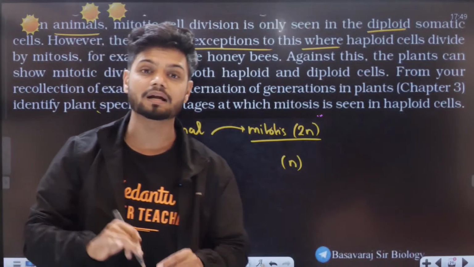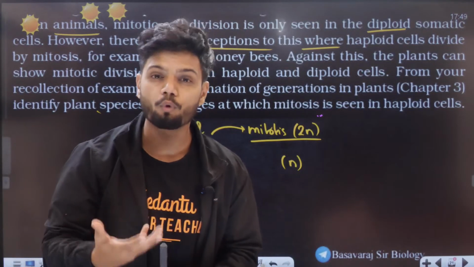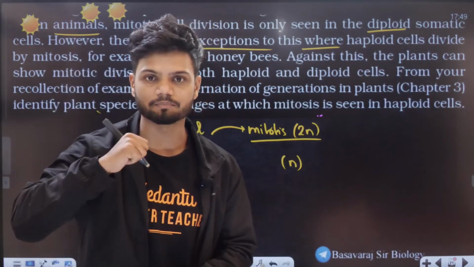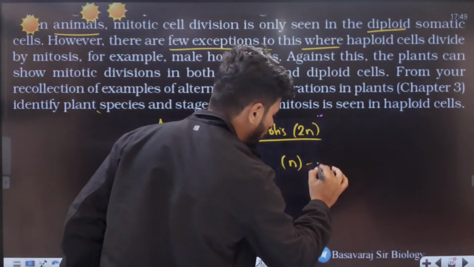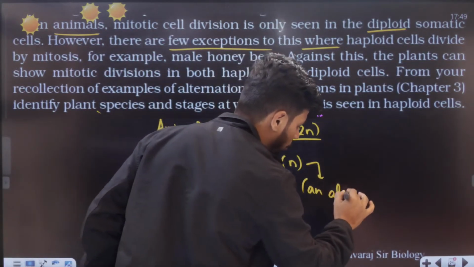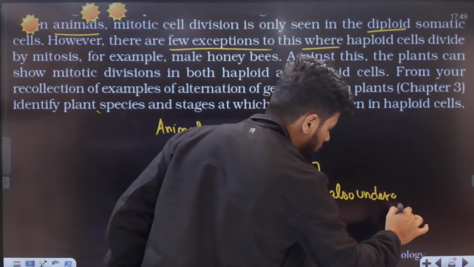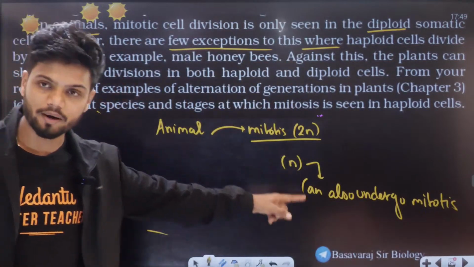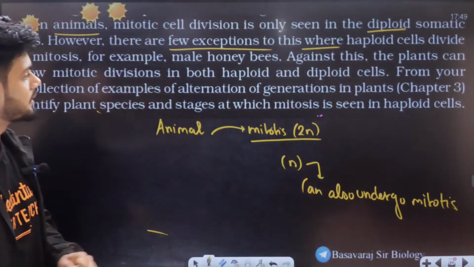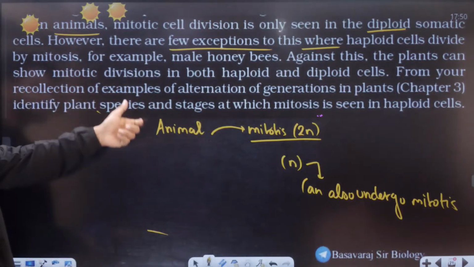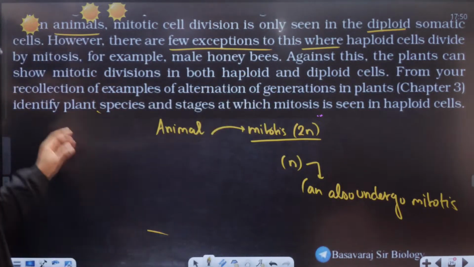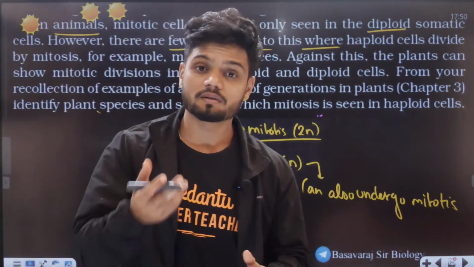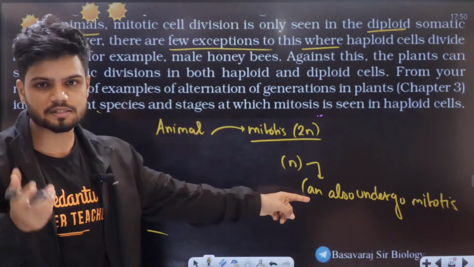But in the case of a plant cell, spores form the sporophyte in the plant kingdom. Now this haploid cell can also undergo mitosis. Don't worry, even a haploid cell undergoes mitosis. You will learn this in the plant kingdom. For your recollection, the examples of alternation of generation in the plant kingdom: identify the plant species that is mostly algae. In algae, the haploid cell undergoes mitosis. Remember that.